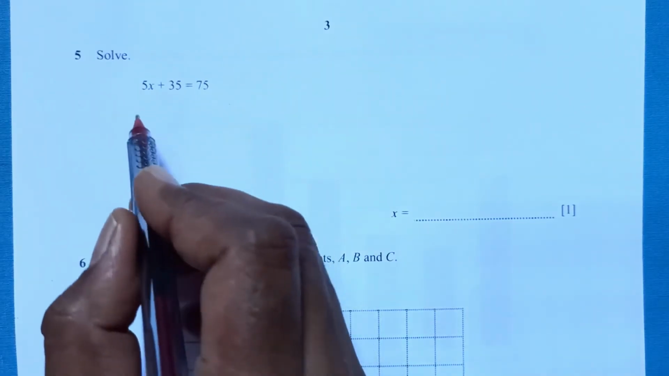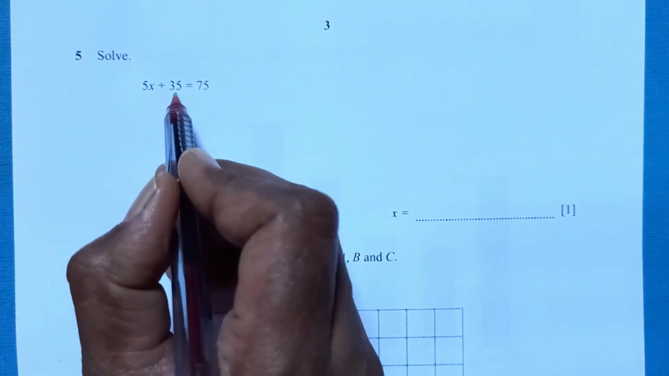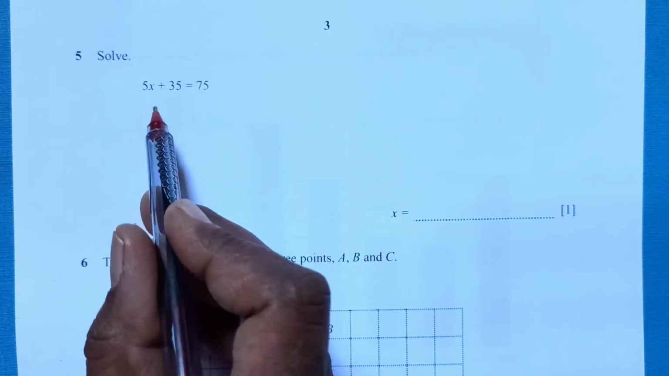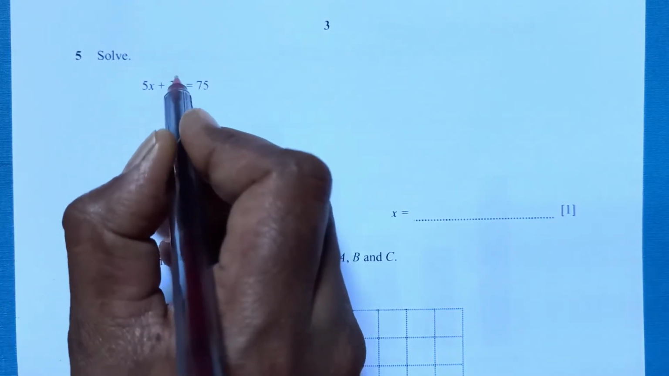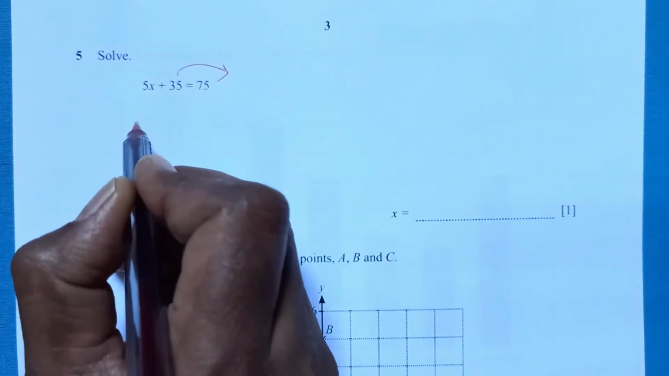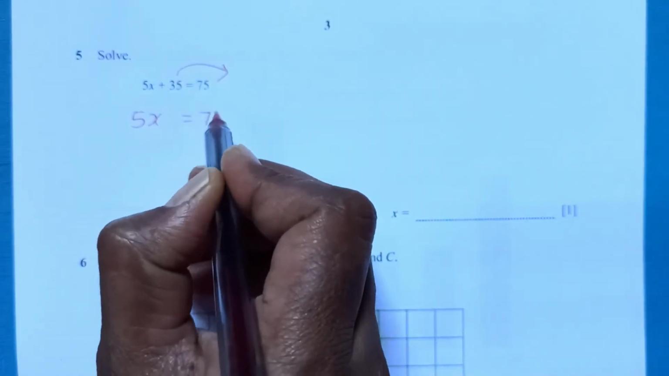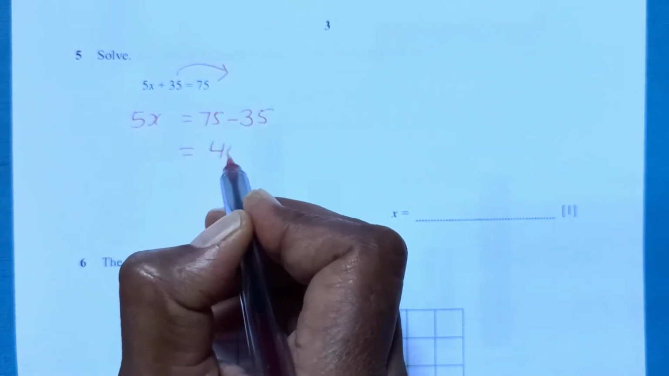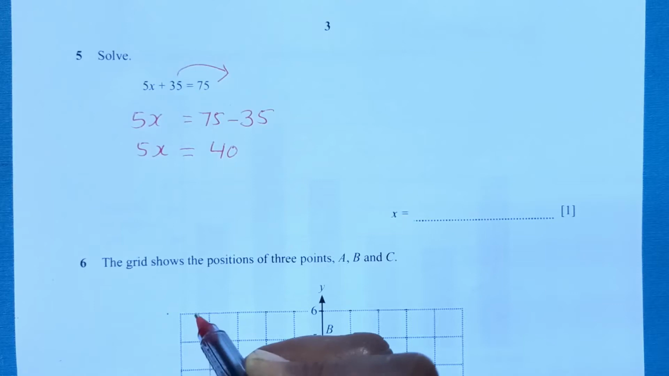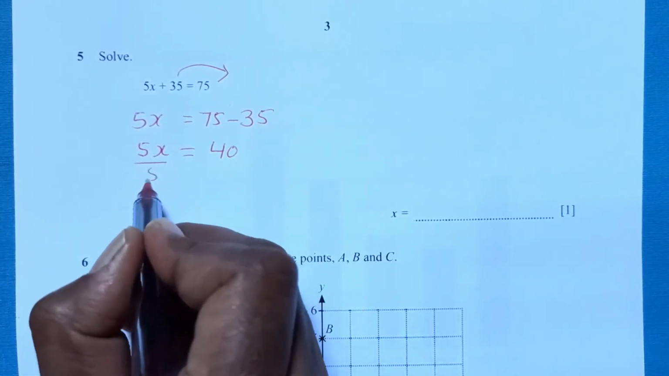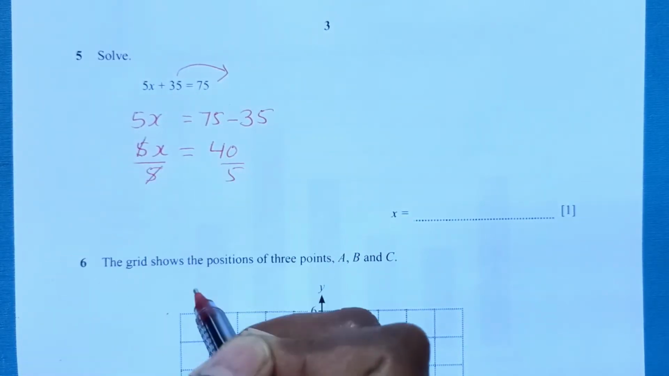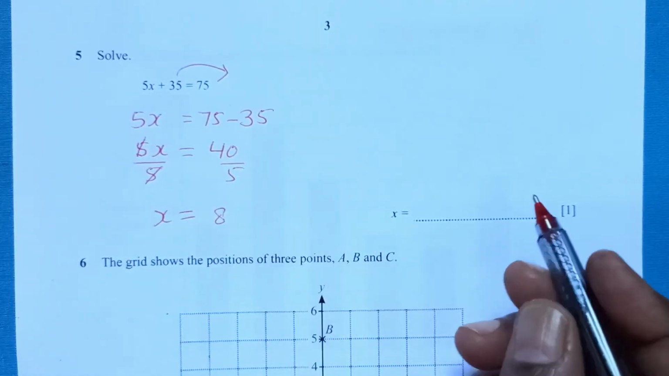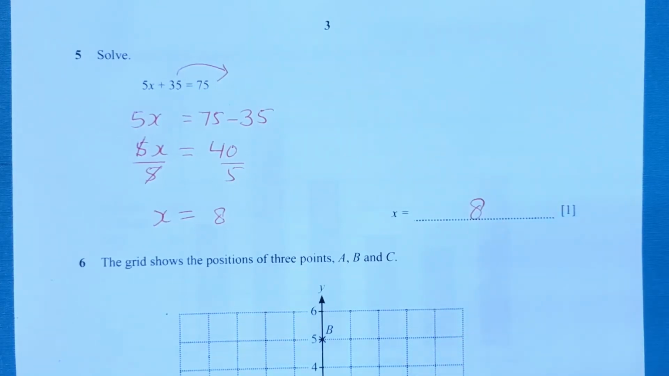Question 5. Solve 5x plus 35 equals 75. Solve means you are going to find the value of x, the value of the variable. So shift 35 to the other side. So it is 5x equals 75 minus 35. 75 minus 35 is 40. So 5x equals 40. Now we need the value of x, so divide by 5 on both sides. This 5 and 5 get cancelled. 40 divided by 5 is 8. So our final answer is 8.